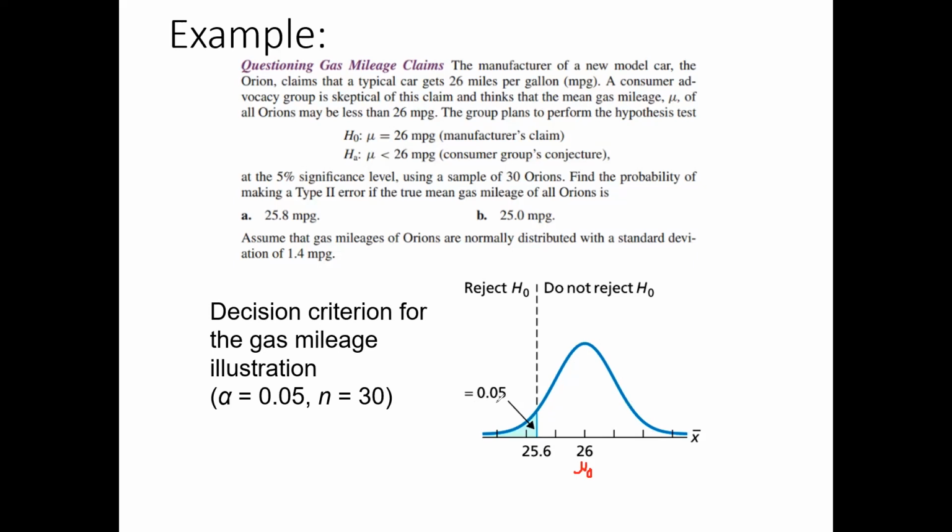So we're going to accept a risk of 5%. That's our alpha. And then we find that the value on the x-axis, the x bar, the sample mean, is 25.6. So if we see anything less than or equal to 25.6, we're going to reject the null. If we see anything greater than that, we're going to not reject the null.